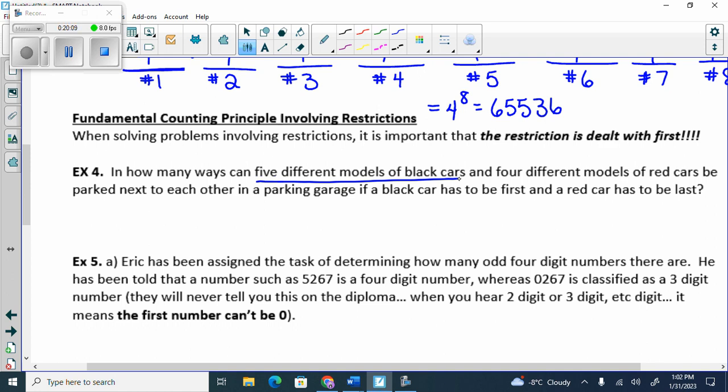We're going to be dealing with cases in about 2 days where they will be the same. And what do we do when that happens? So here we have 4 different models of black cars, 4 different models of red cars. Cool. I have 5 different models of black cars, 4 different models of red cars. How many cars do I have here? How many am I parking? 9. Right? I'm parking 9 cars.